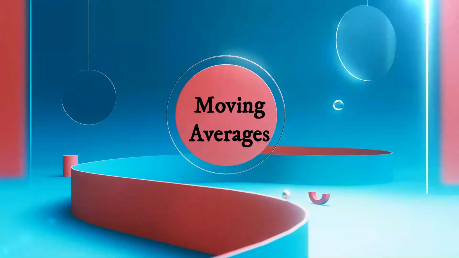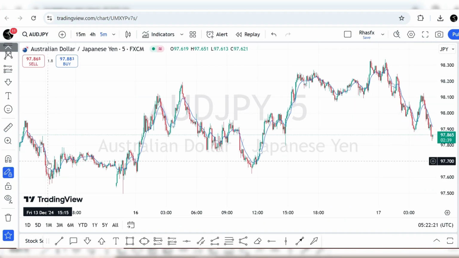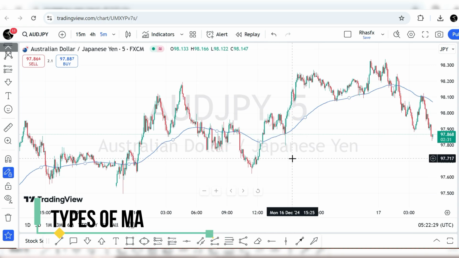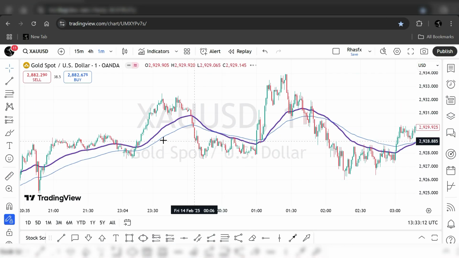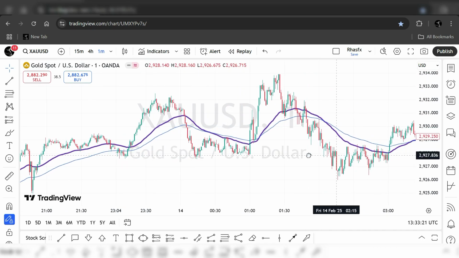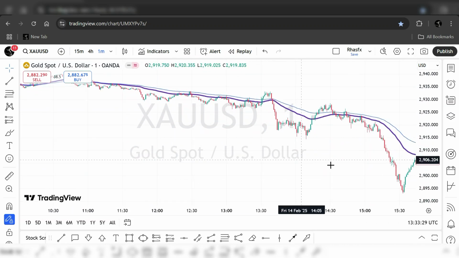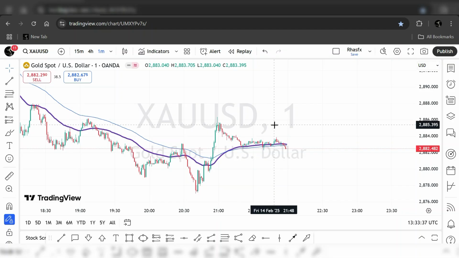Moving averages, trend indicator. Moving averages smooth out price data to help identify the direction of the trend. Simple moving average and exponential moving average. Combine a short-term moving average, example 10-period EMA, with a long-term moving average, example 50-period EMA. When the shorter EMA crosses above the longer EMA, it signals a potential uptrend, and vice versa for a downtrend.